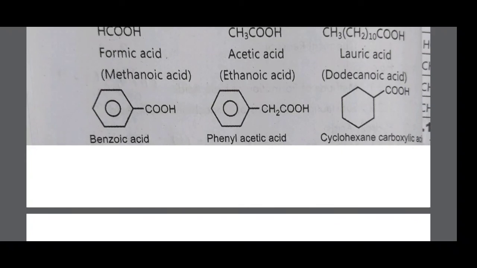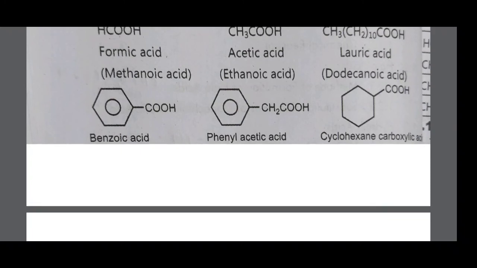Next I am showing benzoic acid. This is an aromatic acid: a benzene ring containing a COOH group. This structure is called benzoic acid. Another structure here is a benzene ring attached to a CH2COOH group. The name of this compound is phenylacetic acid. And in a further structure, you see a cyclohexane ring containing a COOH group. The name of this compound is cyclohexane carboxylic acid.